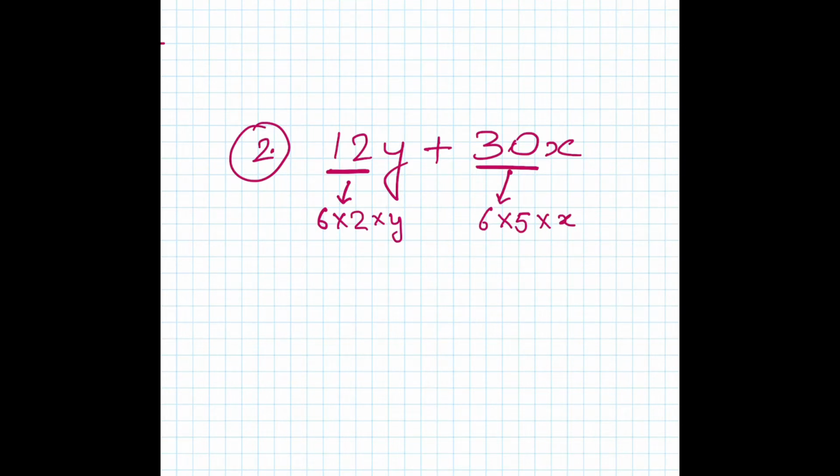Now, looking at the common, we have 6 common, so we can take 6, then we put a bracket, then we put the remaining things inside the bracket. So that is 2y plus 5x. And that is your answer here.